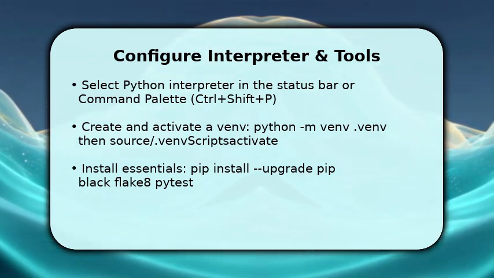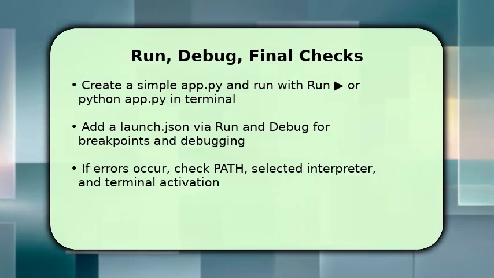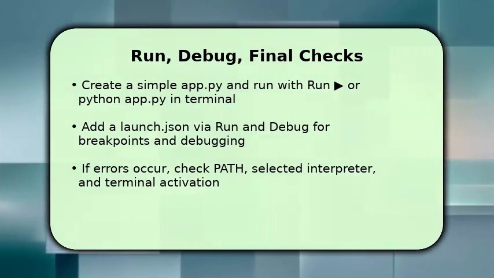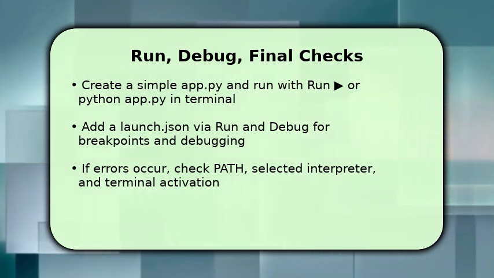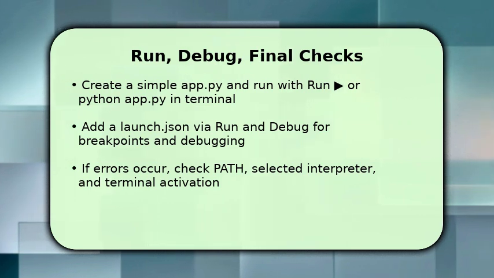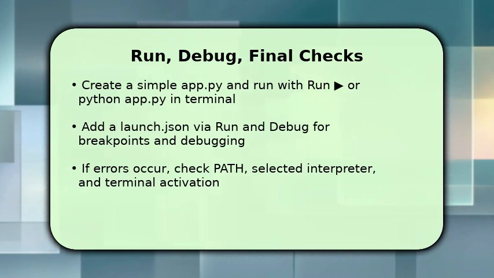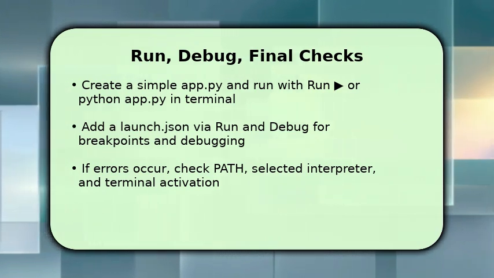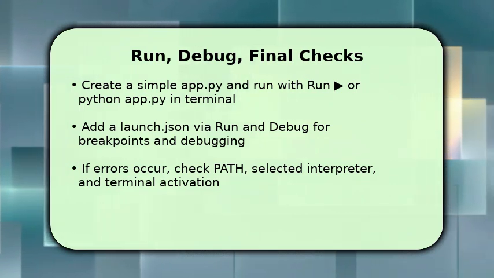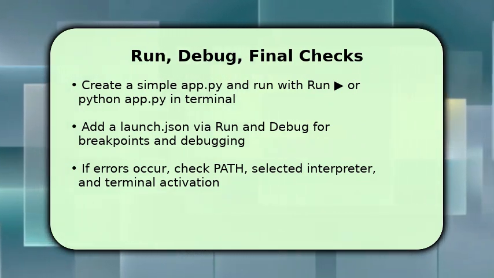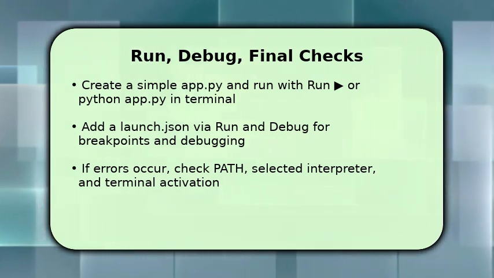Finish by running and debugging your script to confirm everything works. You create app.py and press run, or use python app.py in the integrated terminal. This verifies runtime behavior. For breakpoints, add a launch.json through Run and Debug so you can step through code and inspect variables. If something goes wrong, check that the terminal shows the virtual env, the selected interpreter matches the venv, and PATH includes your Python install. This one troubleshooting tip resolves most common setup issues quickly.